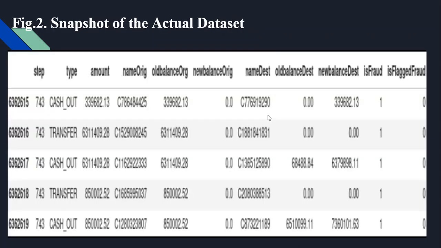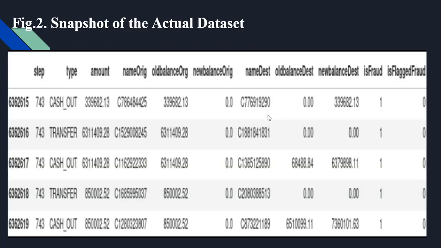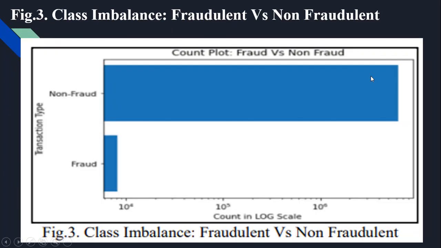This is the actual data set I have taken, and the data set is highly imbalanced, with 8213 fraudulent transactions out of the 6 million transactions. This huge class imbalance would need to be addressed before any model can be trained. And this is the actual snapshot of the data set. It has the 10 columns: step, type, amount, name origin, old balance origin, new balance origin, name destination, old balance destination, new balance destination, is fraud, and is flagged fraud.